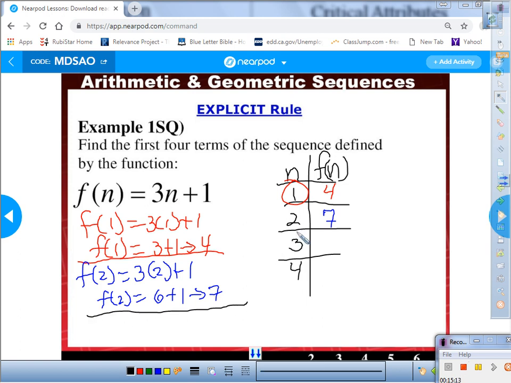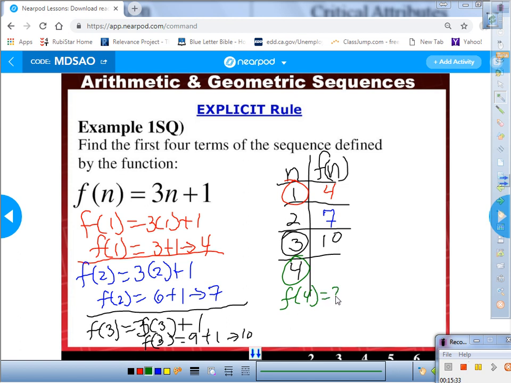Next, this one. F of 3 equals 3 times 3 plus 1. F of 3 equals 9 plus 1. What is 9 plus 1? 10. And lastly, f of 4 equals 3 times 4 plus 1. F of 4 equals 12 plus 1. Therefore, f of 4 equals 13. Hands up, have you got that?